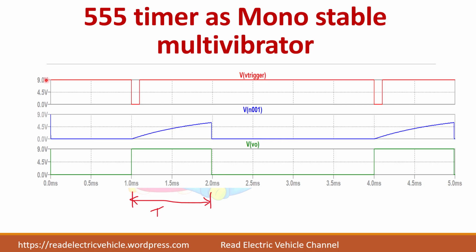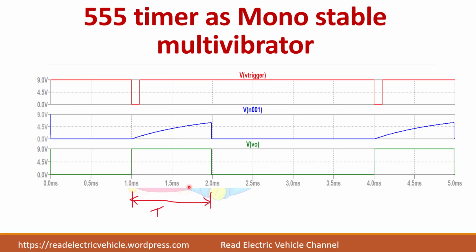If you simulate it, see, I am giving the trigger pulse at this point, at 1 millisecond only. Once I give the negative going pulse, the capacitor starts to charge and it gets charged till 2/3 VCC. So 2/3 VCC is what? Around 6 volts. So till that it will charge, and once it reaches 2/3 VCC, the output goes low. The lower one, green color one, is the output. So this is our time period.